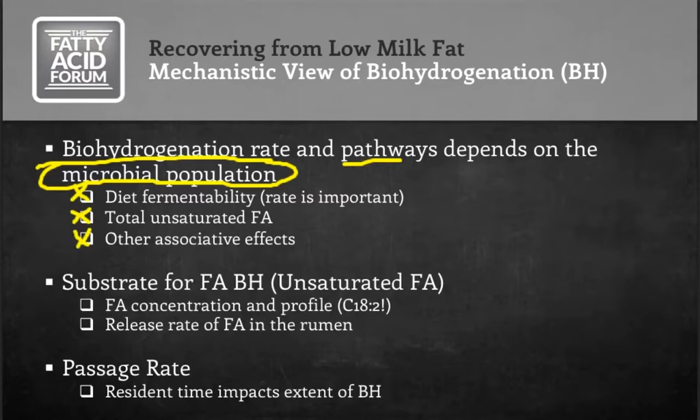We don't have time again to talk about each of these associative effects, but such things as monensin or feeding strategies would play into which microbial populations are being selected for within the rumen. We also have to think about the substrate for fatty acid biohydrogenation. This is the amount of the unsaturated fatty acids that have to be biohydrogenated. How much are we asking that biohydrogenation process to do? So we want to think about the fatty acid concentration and profile, and also the release rate of fatty acids into the rumen. Lastly, we want to think about passage rate.